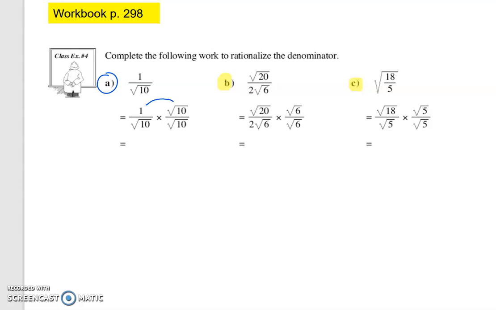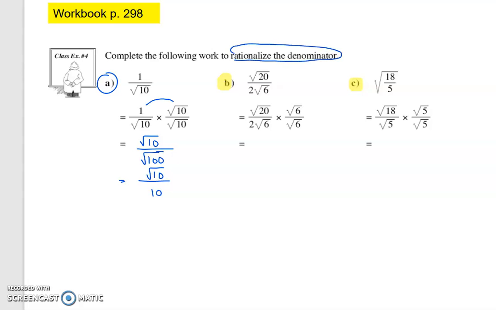So the numerator will become just root 10, and the denominator will become root 100. Now that will always give you a perfect square. So it was 10 times 10, so the square root of 100 is just 10 again. And then the numerator still is root 10, which is okay. We don't really worry about if the numerator has a radical number or not. It's the denominator that we want to rationalize.